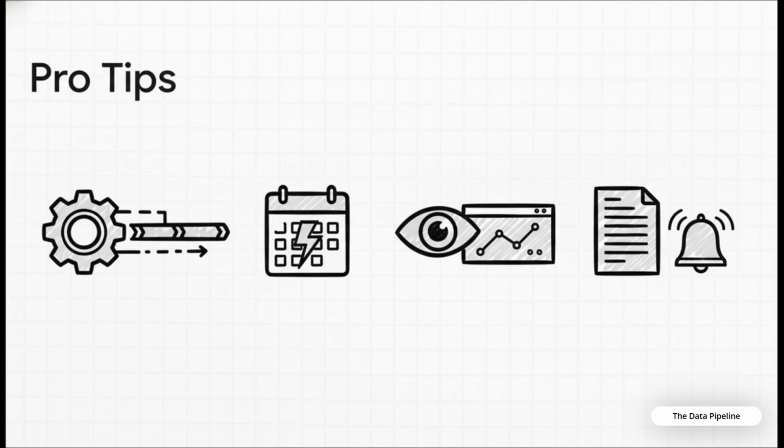Third, get really familiar with the monitoring view. It's your control room, and it's where you'll spot problems before they become disasters. And finally, set up logging and alerting. You want the factory to tell you when something's wrong, not the other way around.